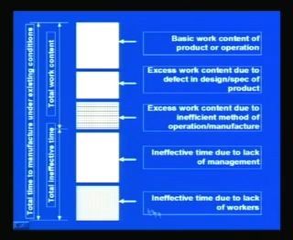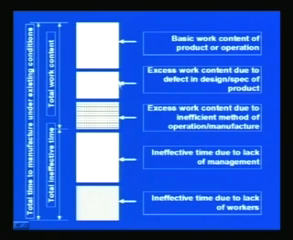So, attempts are first made to reduce the ineffective time being caused by the management and the ineffective time being caused by the workers. Thereafter, efforts are made to improve the design of the product so that the added work content can be reduced, and the manufacturing system is improved so that the time required for manufacturing can be reduced. And after elimination of all these 4 components, these 2 are the excess work content and these 2 are related with the ineffective time.